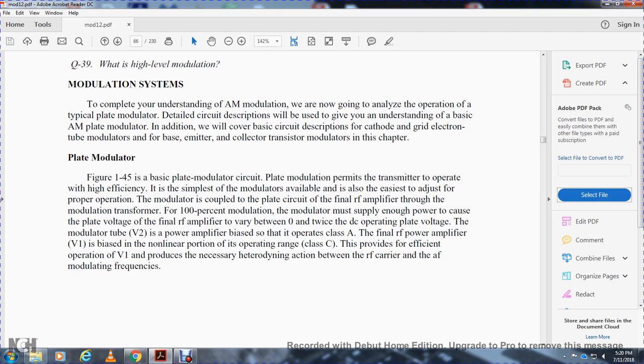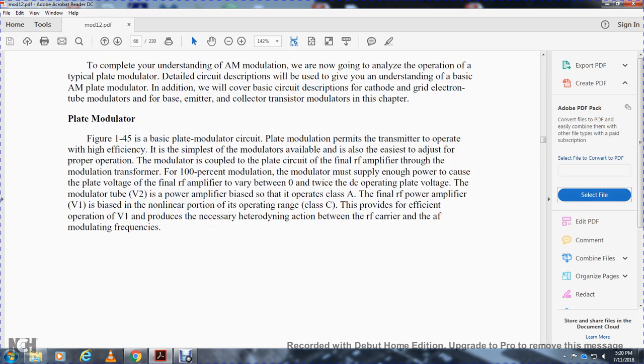The final radio frequency power amplifier V1 is based on the nonlinear portion of the operating range of Class C, which provides efficient operation. The final radio frequency power amplifier V1 produces the necessary heterodyne action between the radio frequency carrier and the audio frequency modulation frequencies.